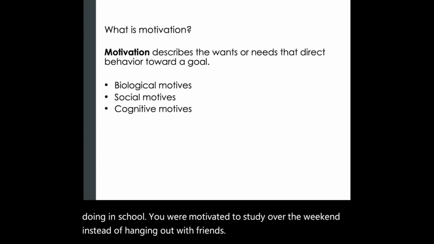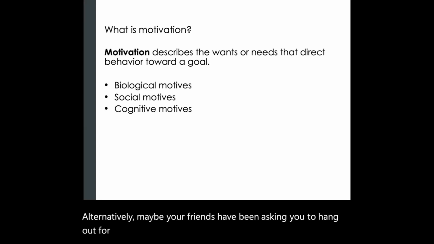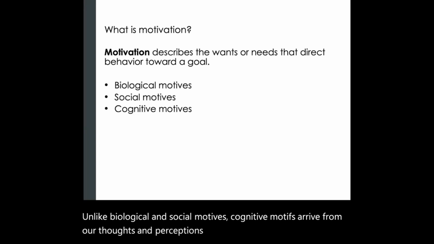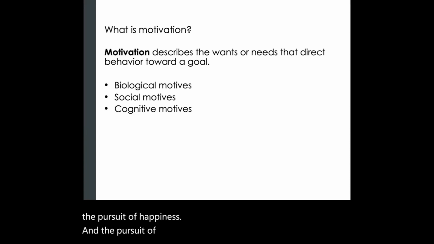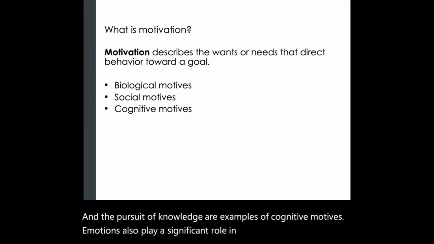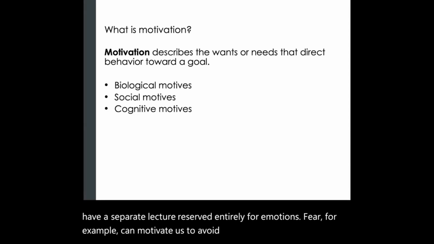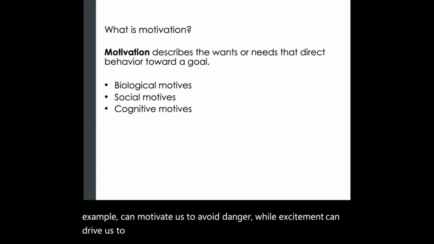Alternatively, maybe your friends had been asking you to hang out for quite some time and you didn't want to disappoint them. So instead of studying, you went out. Unlike biological and social motives, cognitive motives arise from our thoughts and perceptions. Curiosity, the need for control, and the pursuit of knowledge are examples of cognitive motives. Emotions also play a significant role in motivation, which is why we have a separate lecture reserved entirely for emotions. Fear, for example, can motivate us to avoid danger, while excitement can drive us to pursue new experiences, like trying out a new roller coaster or maybe skydiving, even if we're a little nervous.